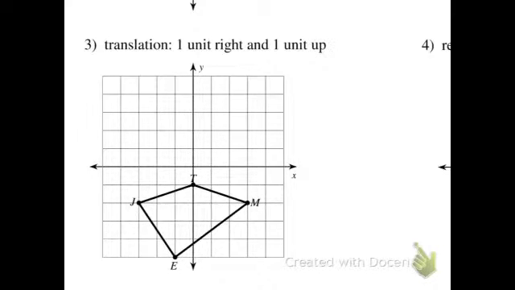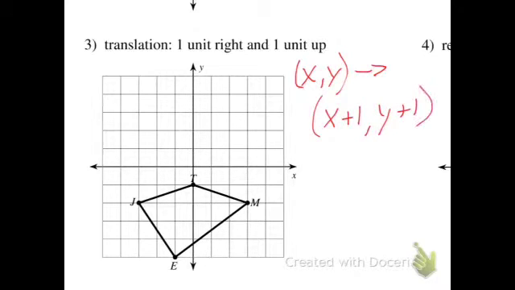Moving on to 3. This one's another translation, so you start with a point (x, y). You're going to take all the x's and move them +1, so it's right 1. And it's going to go 1 up, so you're going to get y + 1. So up 1, right 1, for all your points here, which is going to make T prime right there.